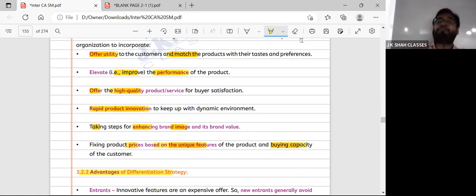Advantages are the same. You tell me, if you are selling differentiated products, will the new entrant be able to give such differentiating features in their products? It is not easy to give differentiating features, and initially I don't have money to do such research and development and innovation. So a new entrant will not be a threat for you.